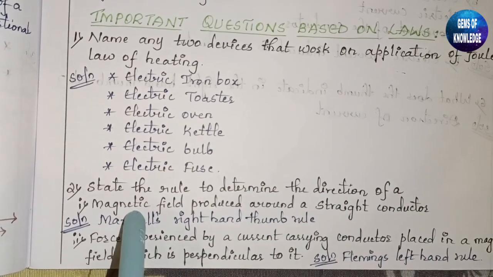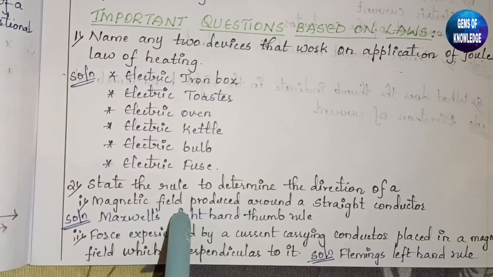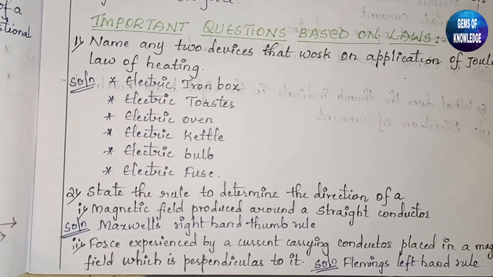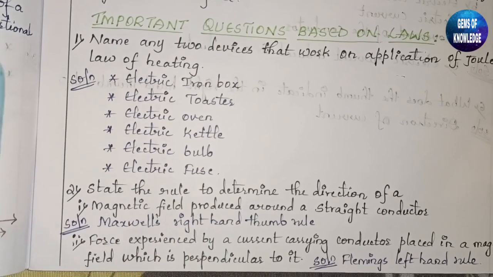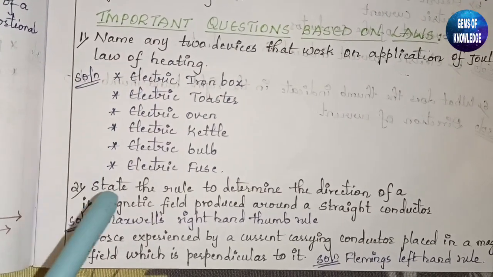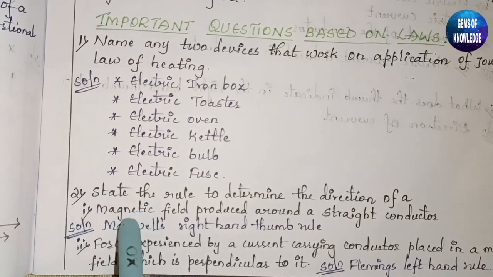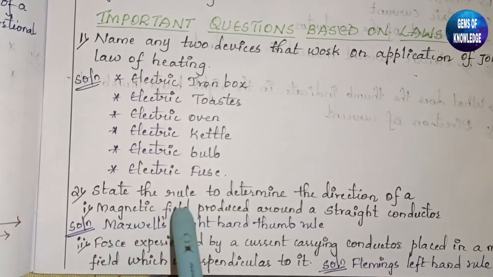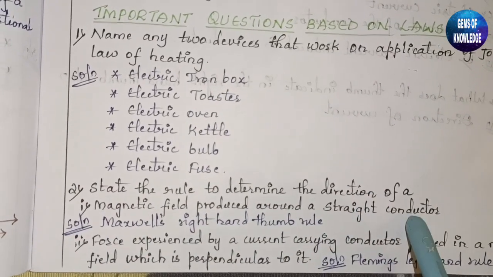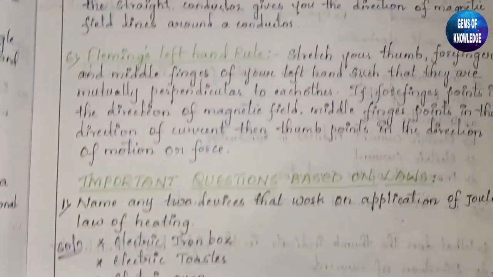So when the magnetic field is produced, in which law is the magnetic field produced? There are two laws dependent on the magnetic chapter. Which are those two laws? Right hand thumb rule and Fleming's left hand rule. So here they have told us that magnetic field produced around a straight conductor. So the straight conductor comes in which law?